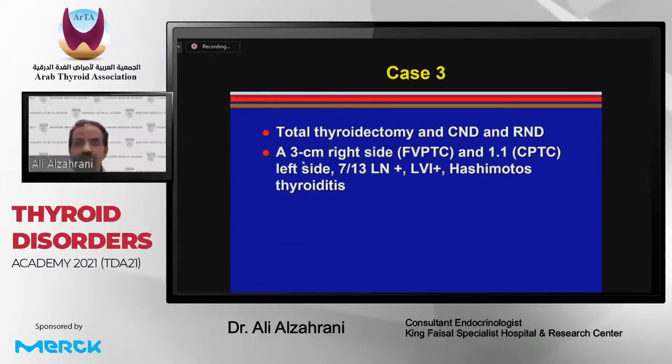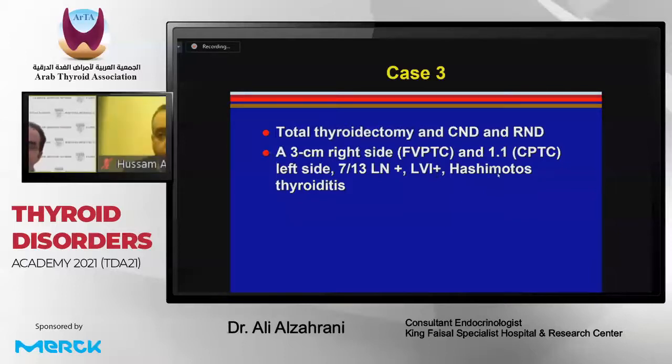And actually, this is the pathology. So she has a 3 centimeter right thyroid follicular variant papillary thyroid cancer, and she has a 1.1 classic papillary thyroid carcinoma on the left side. She had several lymph nodes that were positive. She had lymphovascular invasion, and the background was Hashimoto's thyroiditis. So this is T2 N1B. These are lateral lymph nodes, MX. So the question is, what's next?